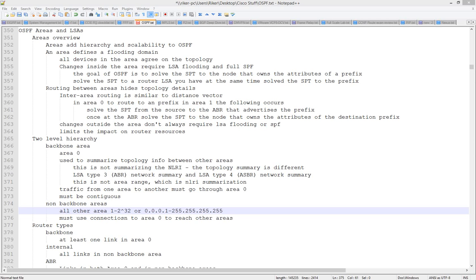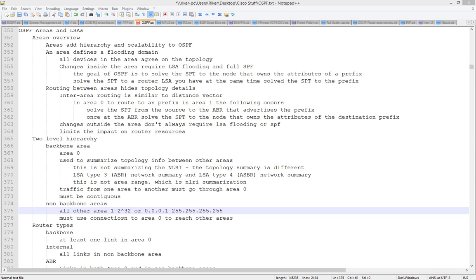Solve the shortest path tree to a router LSA, and you at the same time solve the shortest path tree to the prefix. So if router 1 is advertising a route and you solve the shortest path tree to his router ID, you not only solve the shortest path tree to him, but also all of the networks that he's advertising. Because OSPF does not solve the shortest path tree to the prefix itself, but to the router that's advertising those out to you.